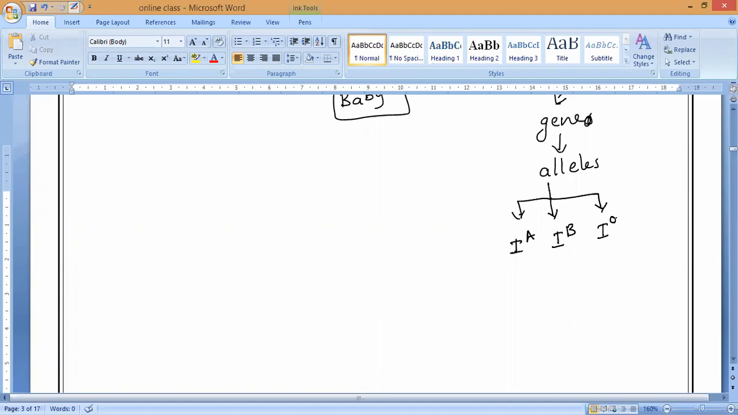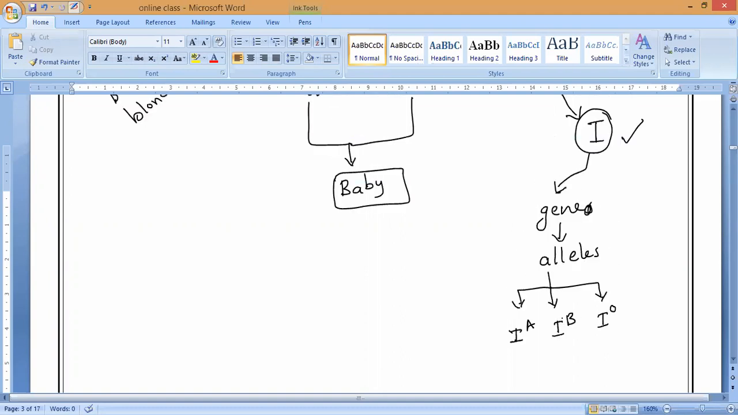So let us discuss. Shall we move? If you all understand till here, we will proceed. The gene which is responsible for the characteristics of blood group is represented with I, and this gene has three different forms. These three different forms we call alleles. So these alleles are I power A, I power B, and I power O. Is it okay, Kevin, Arvind?